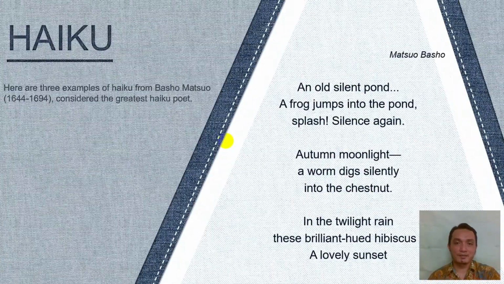Now we go to the examples. Haiku. As you said, the haiku comes from Japanese poetry. This is from the greatest haiku poet, Basho Matsuo, 1644 to 1694. The content is this: an old silent pond, A. A frog jumps into the pond, A. Splash, silence again, B. Autumn moonlight, a worm digs silently into the chestnut, A, B, A. In the twilight reigned this brilliant hued hibiscus, a lovely sunset, A, B, and C. So it is an irregular composition of the rhyme in haiku.